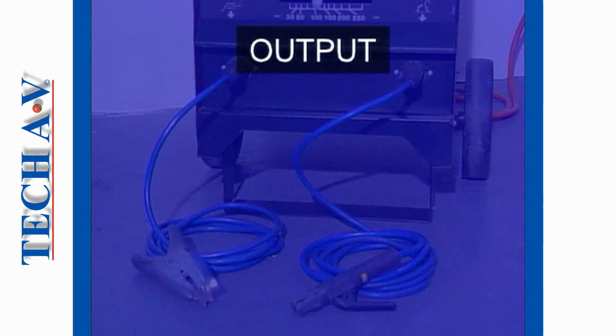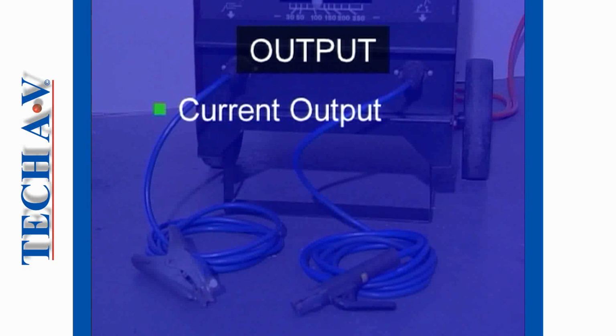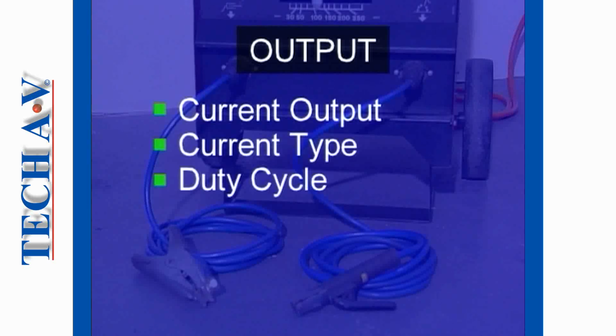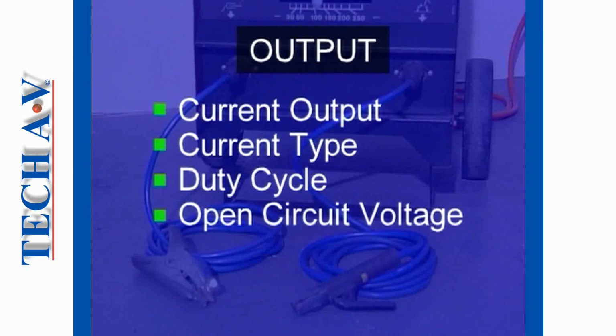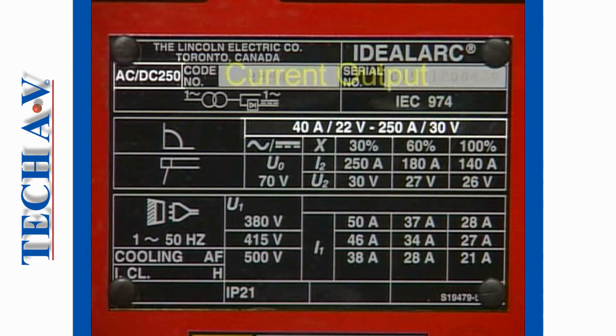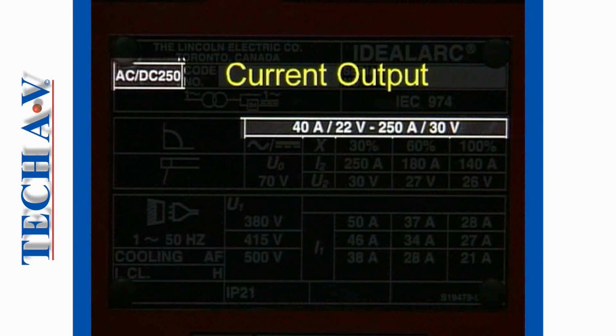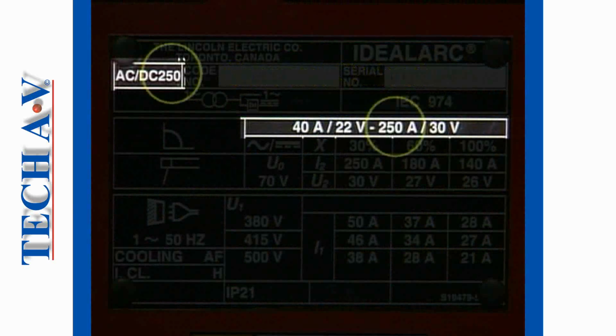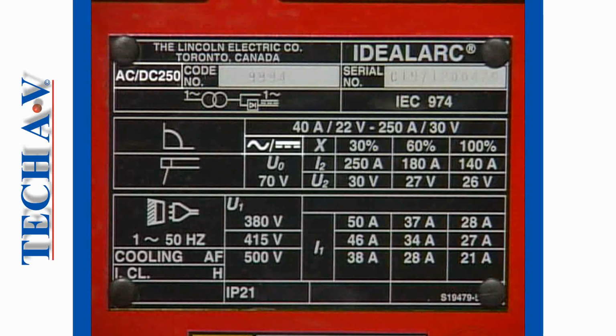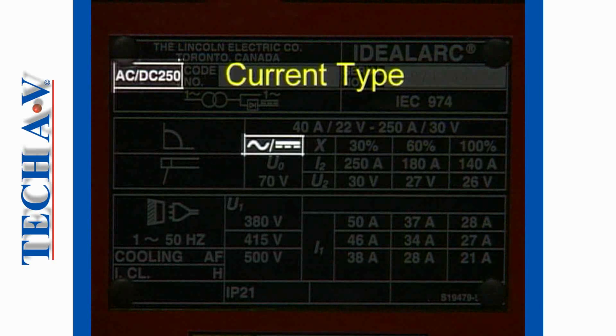The outputs that concern the welder are the current output in amps, the current type, the machine's duty cycle, and the open circuit voltage. Let's look at these one at a time. Current output is simply the welding current available from the machine. This is usually given as the maximum output available. The current type refers to AC or to DC at the electrode.